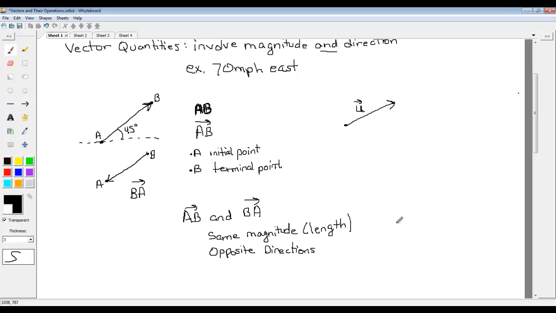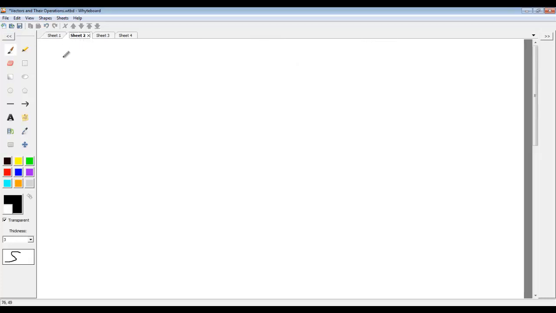Now how would you denote magnitude? Well, you can take the vector and write it between two bars. It looks like you're doing absolute value, but with vectors, and that denotes magnitude. So the magnitude of vector AB equals the magnitude of vector BA. You're saying basically here that they're the same length. Now if we want to talk about vectors being equal, equal vectors have the same direction and same magnitude.